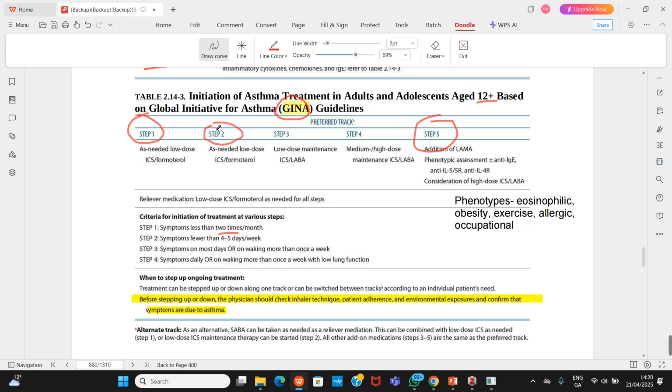But the reason why I don't really bother myself about step 1 and step 2 is that regardless, whether step 1 or step 2, we are still giving the same thing. What are we giving? As needed inhaled corticosteroid with formoterol. That is what we are giving them. It is as needed. You want it now, take it. It's not that we give it to them every day.